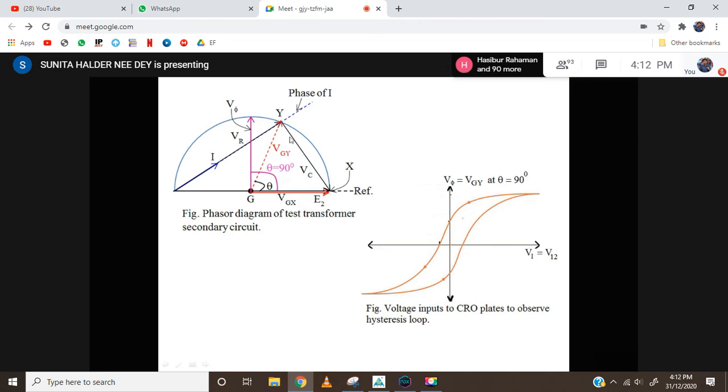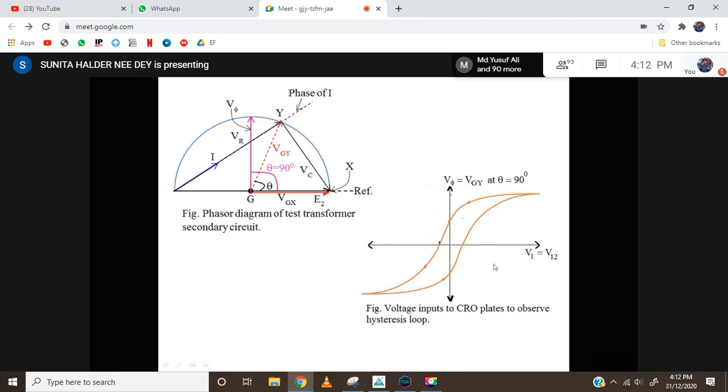So when VGY is 90 degrees leading, at that condition it is proportional to V5, nothing else, not for the other cases. So in that case, we shall put it in the vertical plate of the oscilloscope and V12 in the horizontal plate. And we shall give the oscilloscope in dual mode because we want to plot V5 with respect to V12, not with respect to time. So for run 1 and run 2, the oscilloscope should be in dual mode.